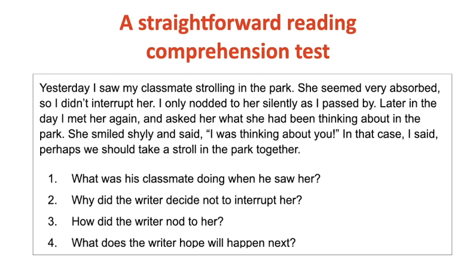For the first question, a correct answer would probably be strolling in the park. For question number 2, a correct answer would be because she seemed very absorbed. For question 3, a correct answer would be silently. And for question 4, they will take a stroll in the park together. Is everyone in agreement that those are good answers? If a test taker could produce those answers, could we feel confident that he or she comprehended the reading passage?